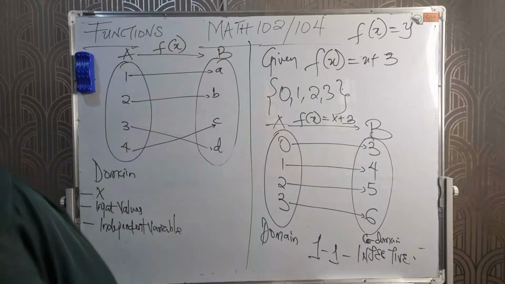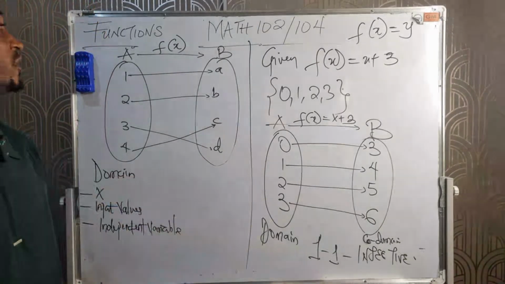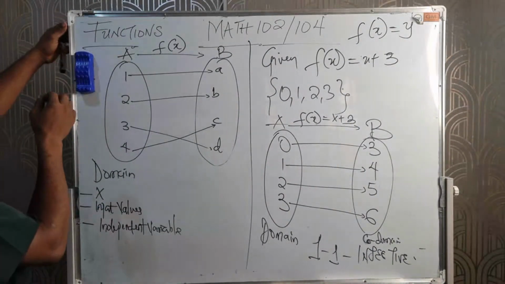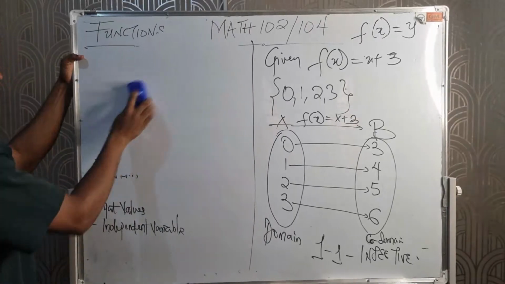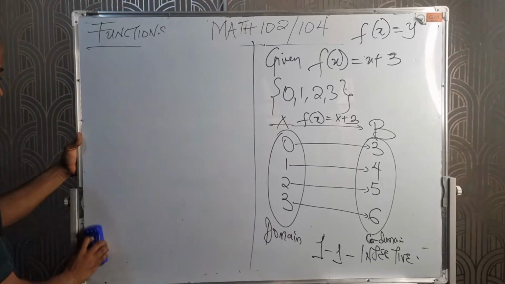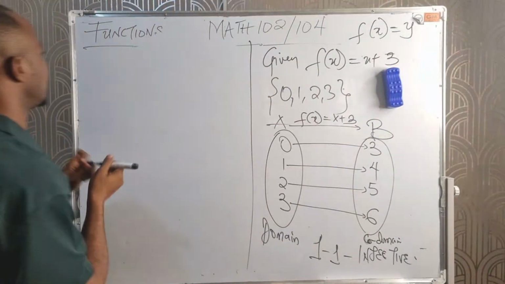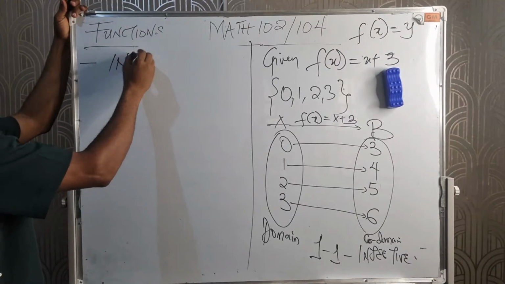So let's proceed. Let's continue, guys. Now we have seen a good example of the mapping function. Right? Okay. Now let's proceed. Let's look at the types of mapping function. Types of mapping function. We have seen the first one, which is called the injective, right?